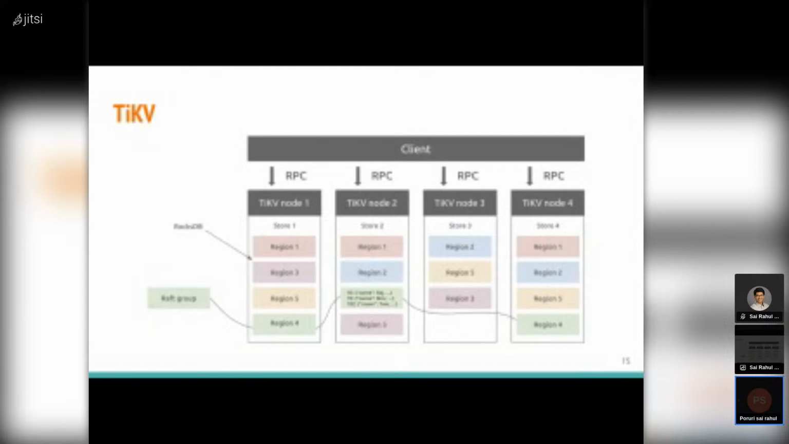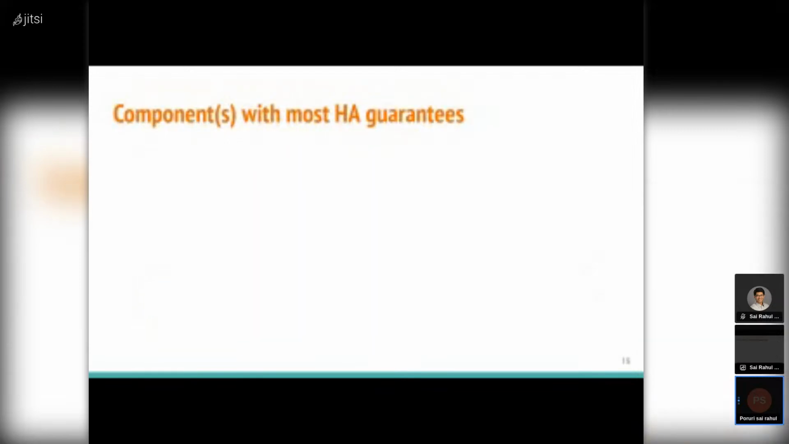Okay. So based on this, does anyone want to take a guess which are the two most critical components in this architecture which require the most high availability guarantees? So we talked about the major components TiDB, PD, and TiKV. PD and TiKV. Yeah, so that's true. TiDB and PD.